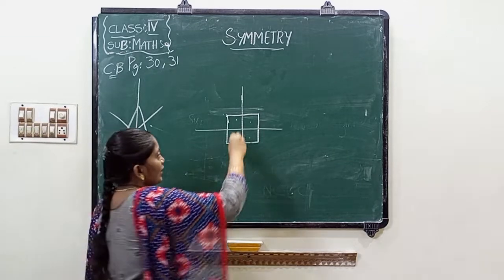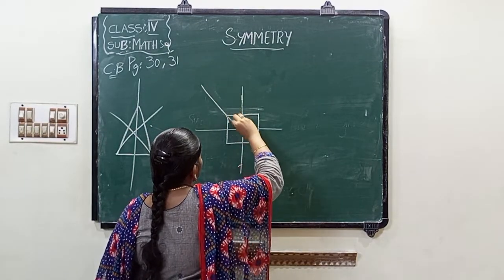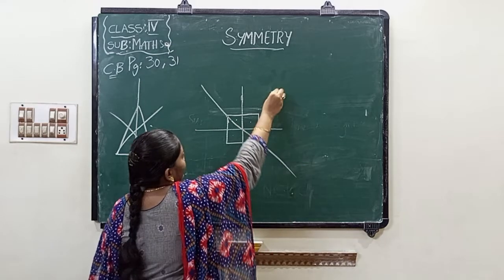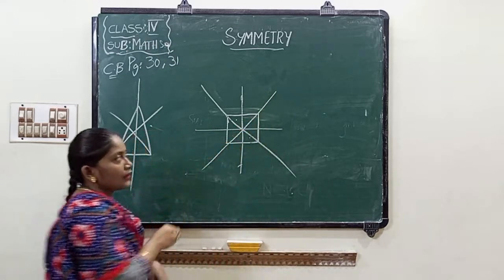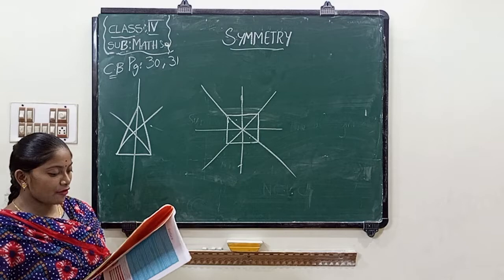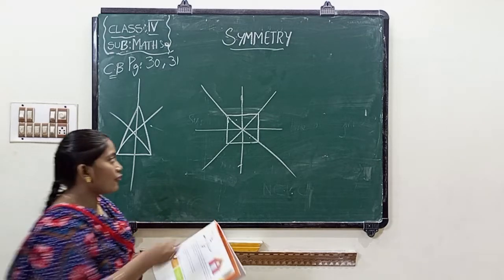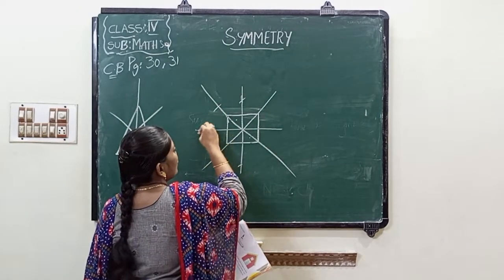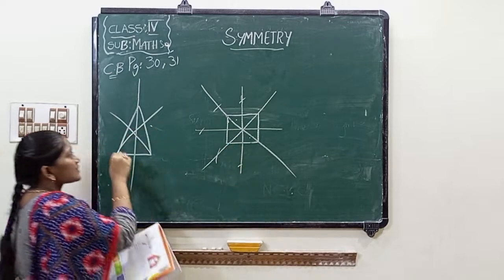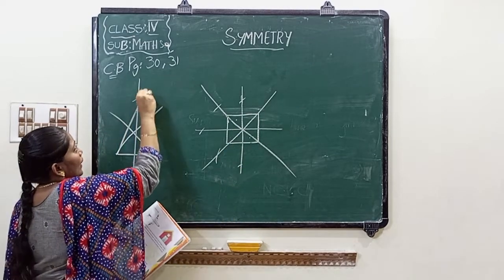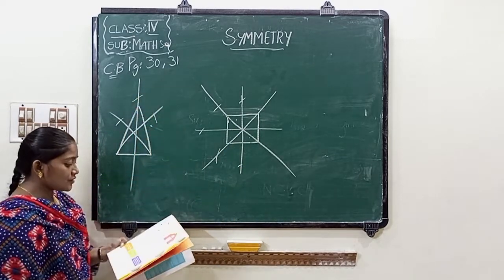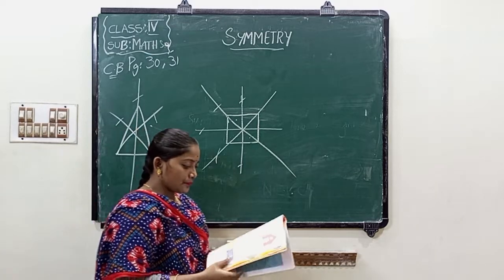For a square, we can fold like this, and this side also we can fold. How many lines of symmetry are formed? Four lines of symmetry are formed: 1, 2, 3 and 4. For this triangle, 1, 2, 3. Three lines of symmetry are formed.